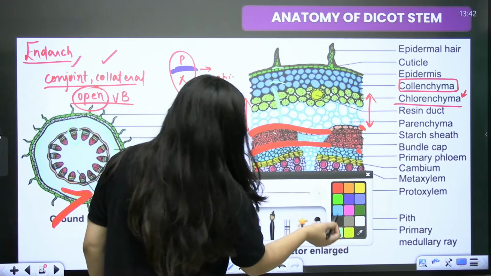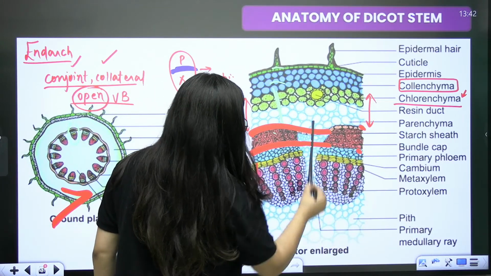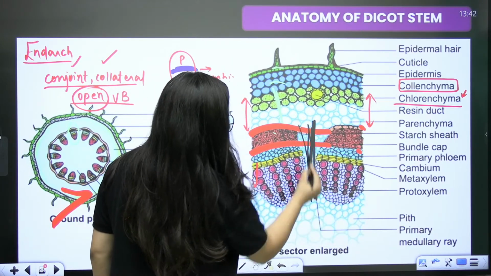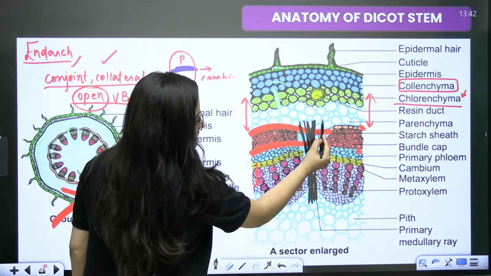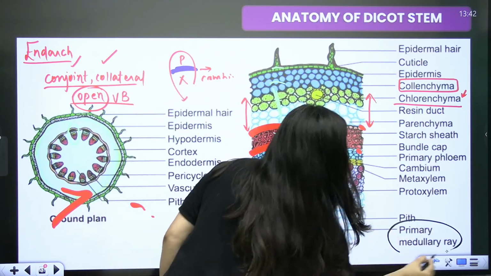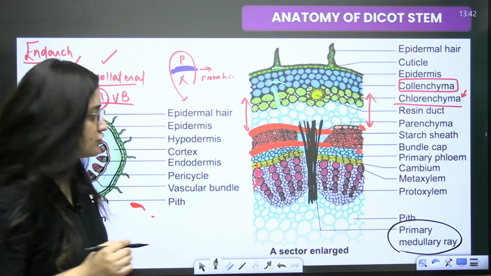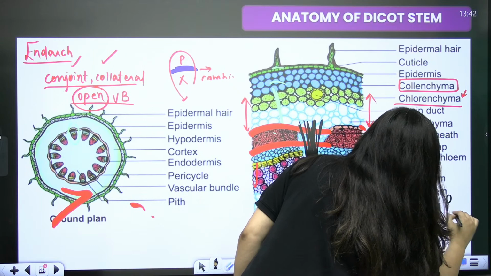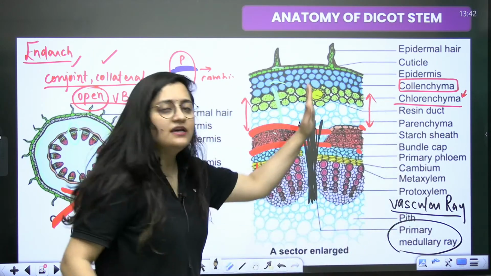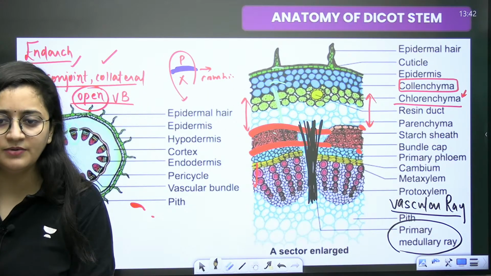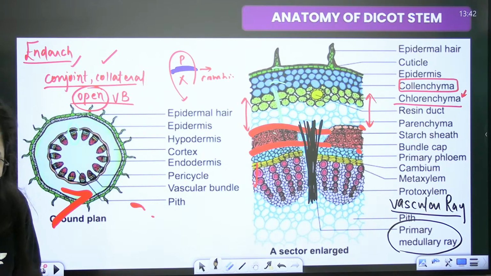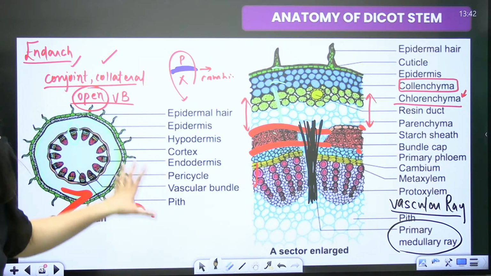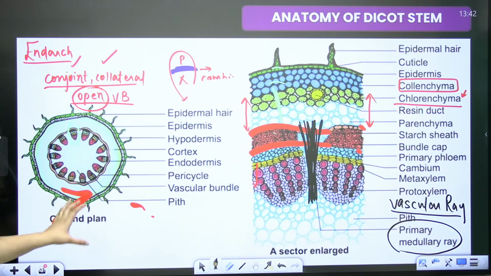Here in between the pith and the vascular bundles, this part is the medullary ray. It is also known as the vascular ray. It helps in the radial conduction of the water. Clear? So that's how it is present. Any doubt here in the dicot stem? Tell me, any doubt here in the dicot stem?